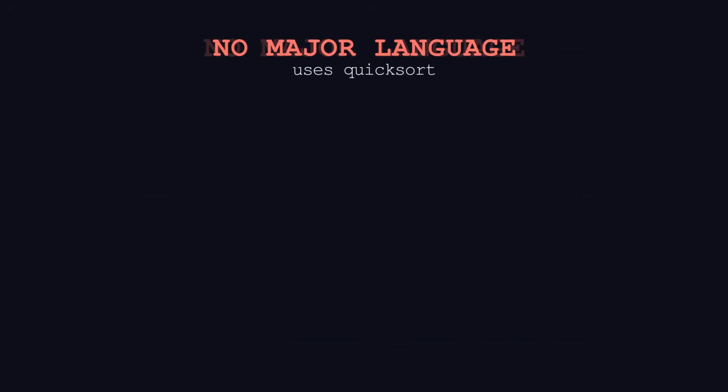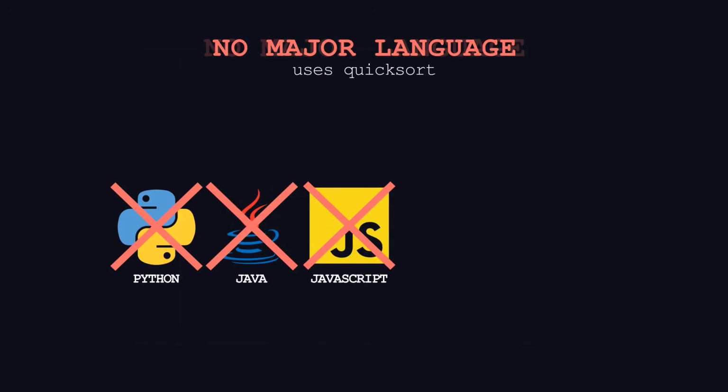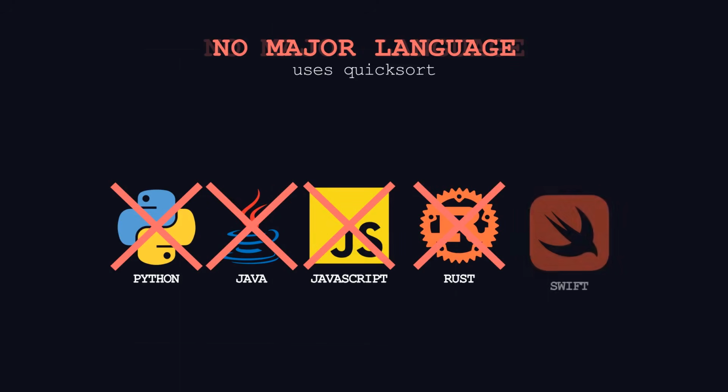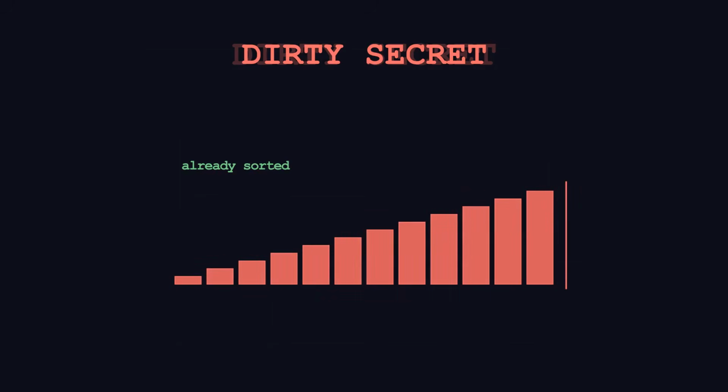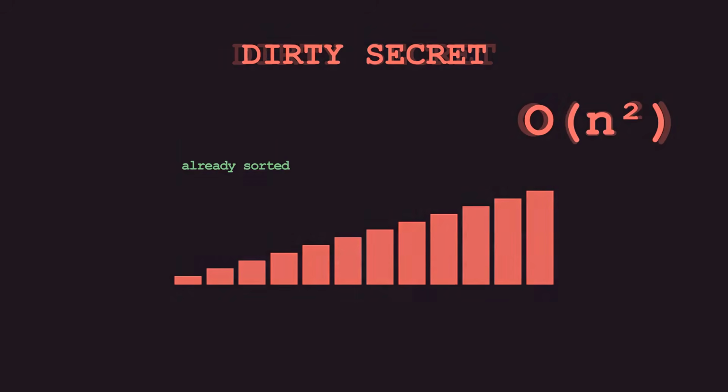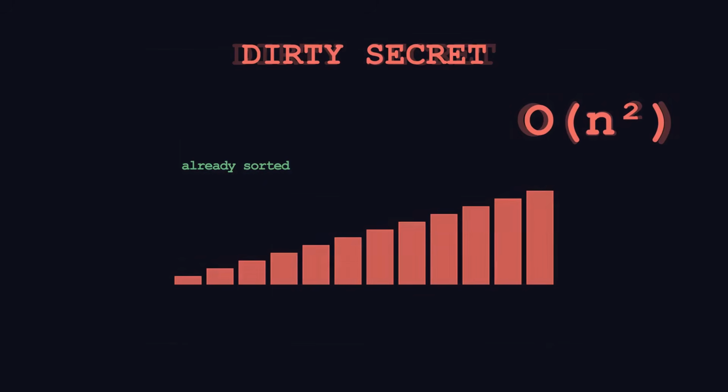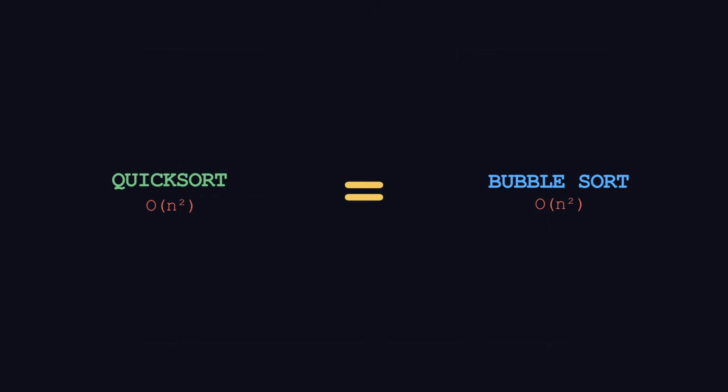But here's what they don't tell you. No major programming language uses Quicksort. Not Python, not Java, not JavaScript, not Rust, not Swift. Quicksort has a dirty secret. On already sorted data, which is incredibly common in the real world, it degrades to O of n squared. The exact same performance as bubble sort.